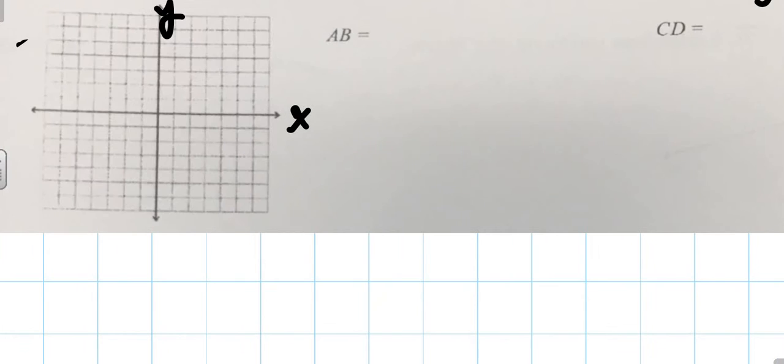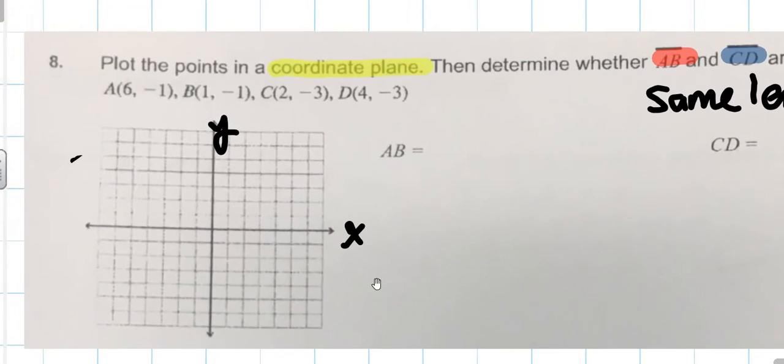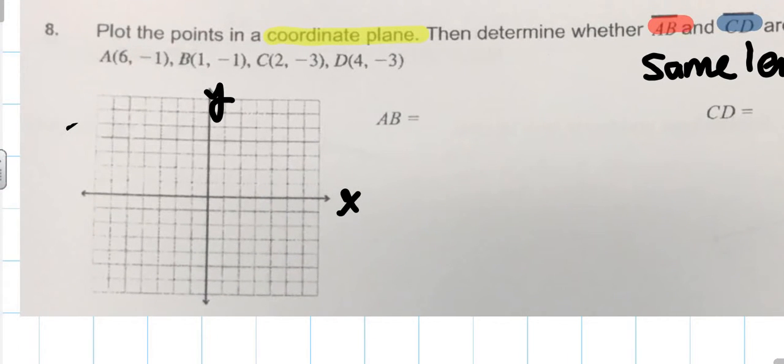So we're going to first start by graphing. And A is at positive 6, negative 1. So we go over 6, 1, 2, 3, 4, 5, 6, and then down 1. So right there we put a point. And that's coordinate A. And that's going to be 6, comma, negative 1.